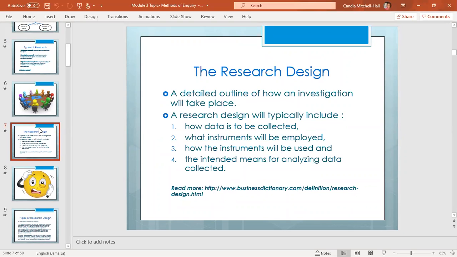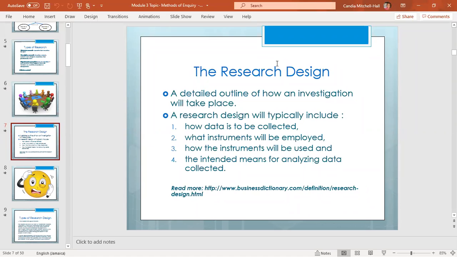So for your research design, ladies, your research design is a detailed outline of how an investigation will take place. So in your research design, this should be a part of it: how the data is to be collected, what instruments will be employed, how the instruments will be used, and the intended means for analyzing data collected.